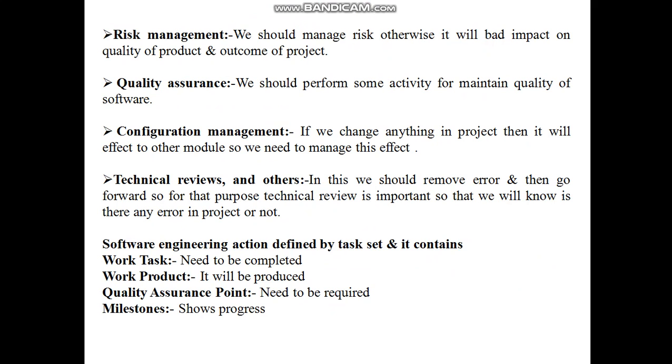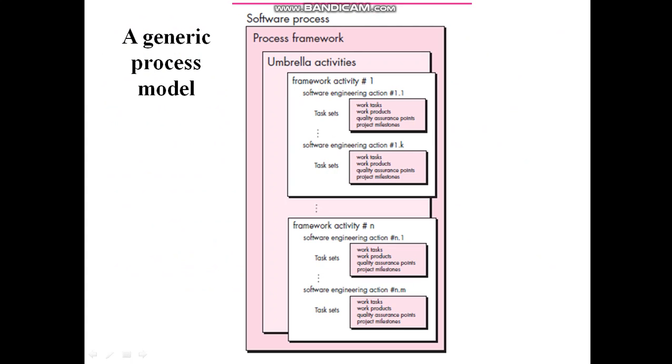Then configuration management. If we are changing anything in the project, it should not affect the other models. We should maintain the configuration for it. Then technical reviews and others. In this we should remove errors and then go forward. For that purpose technical review is important, so that we will know whether there is an error in our project or not. Then there is software engineering action.